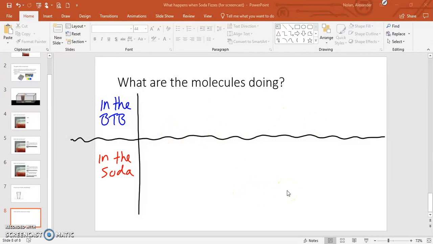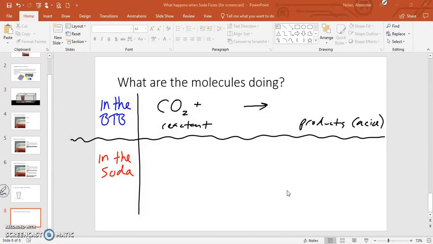So in the BTB, what we know is that CO2 went into the BTB. So that's actually a reactant. Our CO2 went into the BTB. That's a reactant. And the CO2, after it entered the BTB, created some products, and those were an acid. We know that because the BTB turned yellow. So the carbon dioxide combined with something to turn into acid.